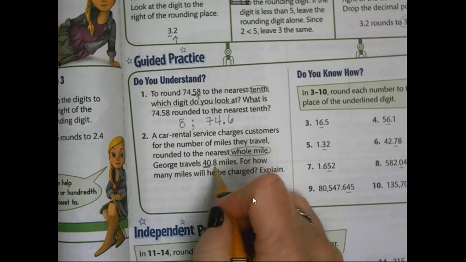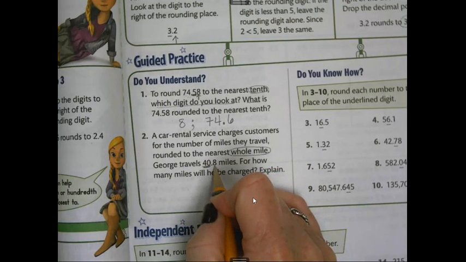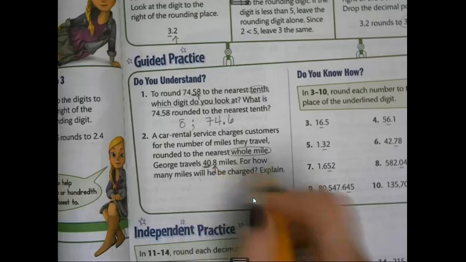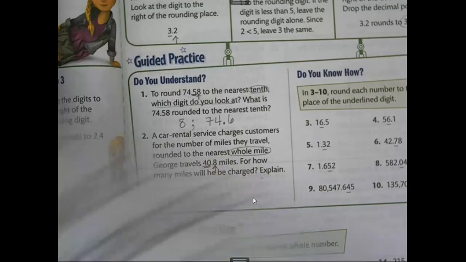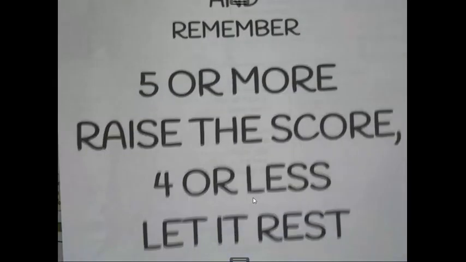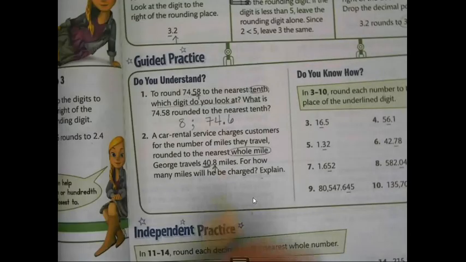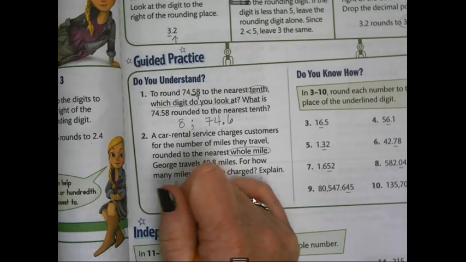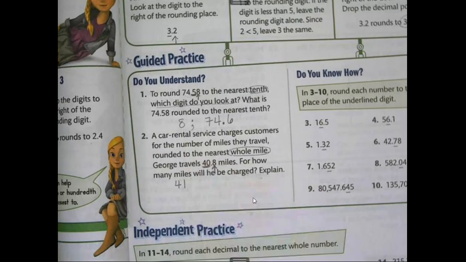All right, we are looking to the digit to the right of the whole number, and that is an 8. So if you go back to our little keep calm, 5 or more, raise the score. We have a 5 or more. We have an 8. So we're going to raise it up. So that just means we add 1. So it is going to round to 41. That is how many miles he will be charged for.